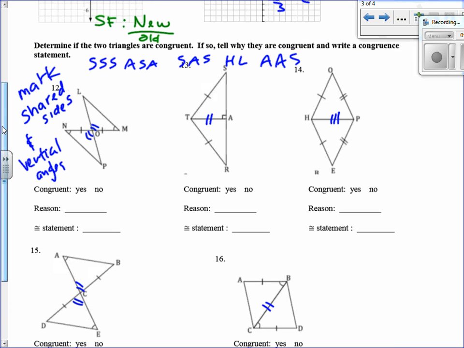If you have trouble figuring out how they're congruent, just label it. So this is an angle, this is a side, and this is an angle. And just read them in order. So are they congruent? Yes.